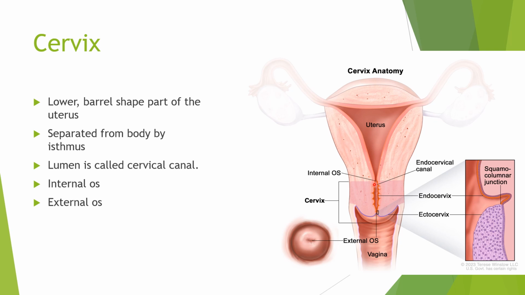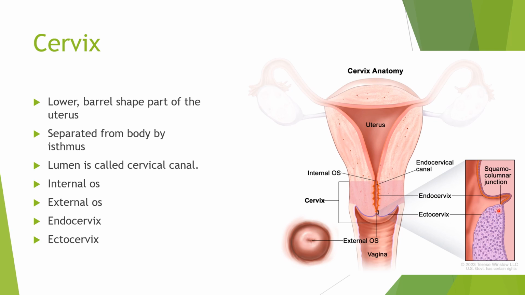It has an internal os and an external os. The lining in the cervical canal is the endocervix, and the lining in the exterior part is called the ectocervix. So these are the different parts. This is the body of the uterus, and this part is the cervical canal, and this is the junction where the internal os is present, and this is the junction where the external os is present.